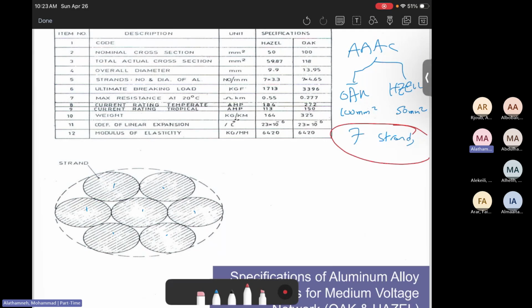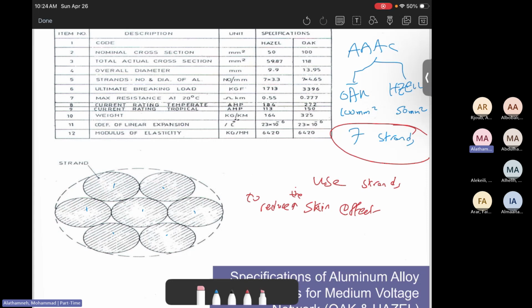Again, why do we have strands? What's the point of making these strands? To avoid the skin effect. Use strands to reduce the skin effect.